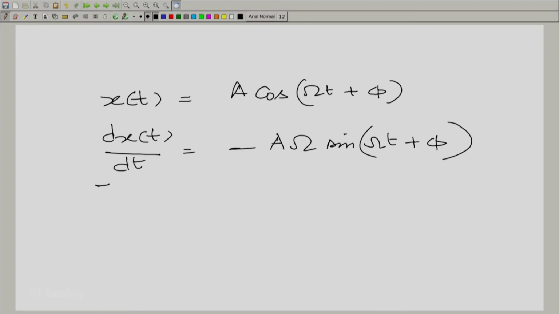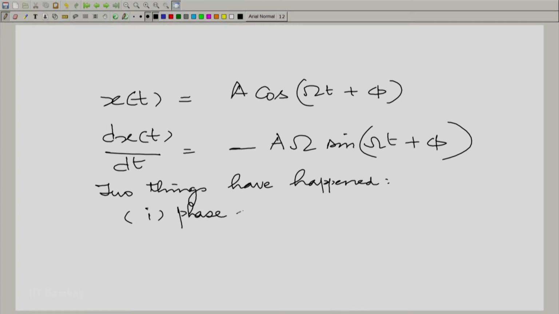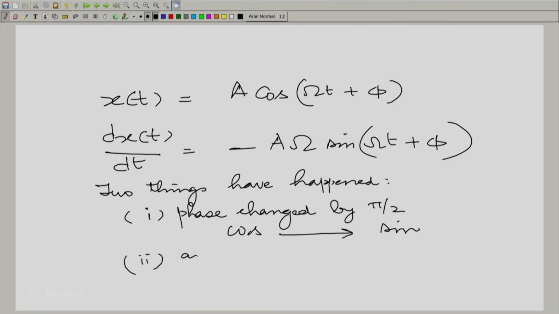So, what happens when we take a derivative? Two things have happened. One is the phase has changed by 90 degrees. That is why you go from cos to sine. And the second is the amplitude is multiplied by omega. So, it is very clear that when we differentiate a real sine wave, these two things do indeed happen. There is a phase change of 90 degrees and there is a multiplication of the amplitude by omega. Of course, it is very obvious that that happens when you differentiate e raised to the power j omega t. That is what this property is really saying.